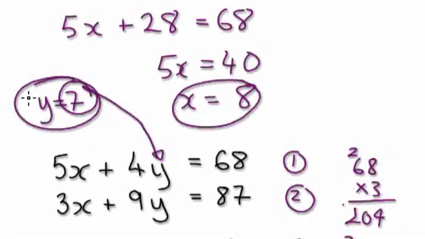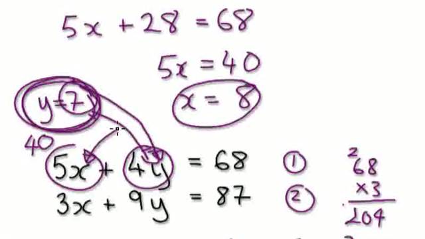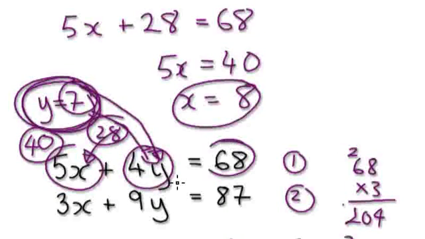Okay, so now you can actually put these in. We'll double check everything. So get y, put in 7. Put the 7 into this y, put the 8 here into this x. So this here would be 40. This here would be 28. Add the two together does indeed give you 68.